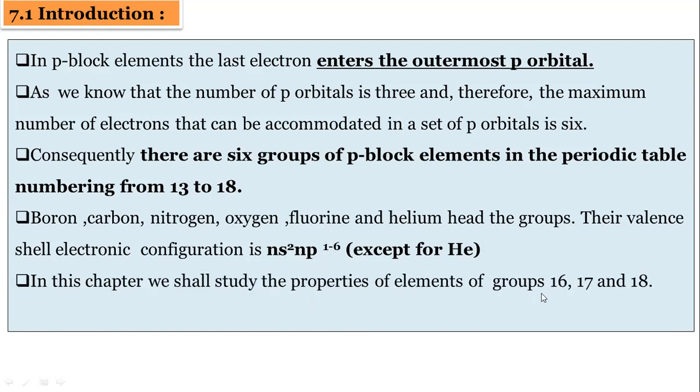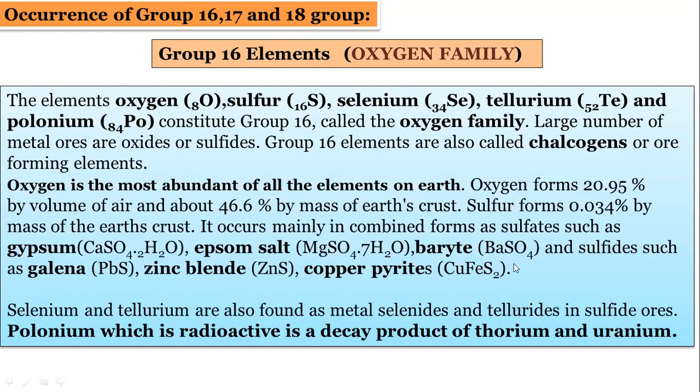So in this chapter we will study the properties of groups 16, 17 and 18. The first part is the occurrence of groups 16, 17 and 18. We will discuss first the occurrence of the oxygen family, then the occurrence of the halogen family, and then the occurrence of the zero group elements. But this part is a non-evaluative part for this COVID-19 situation. Remember, I have already given the chart of the deleted syllabus. Due to the COVID-19 situation, this introduction part is deleted.